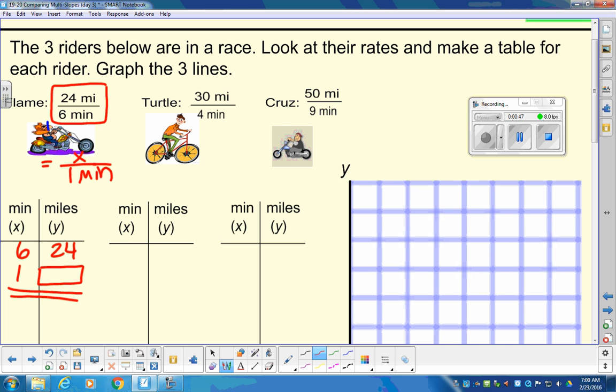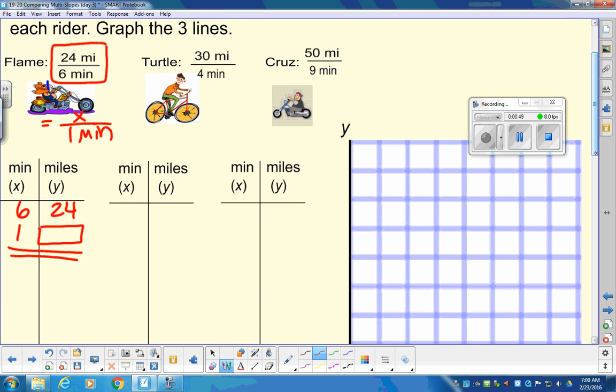Now, in order for me to do that, I'm going to need to check to see if it's proportionate. Does it go through the origin 0, 0? So the question is, is it true that if I have not started the clock at all, that I haven't traveled at all? Yes, that's true. It does go through 0, 0. And if that's true, we can take cross products here.